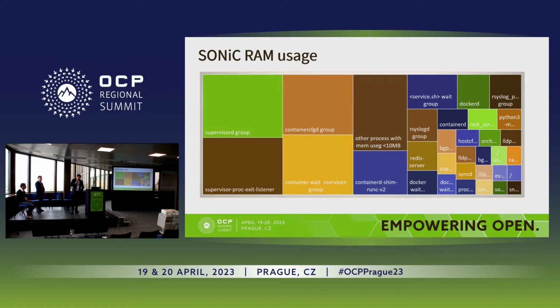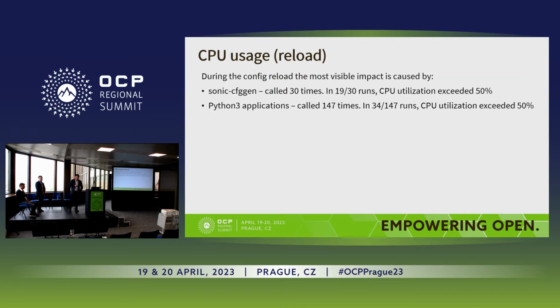And we tried to make a snapshot of what applications are doing what and how much memory they are using. We were surprised to see that a significant amount of RAM is used by different Python applications that are not related to the control plane itself. For example, here you can see supervisord, container config d manager. All of them are related to the process of how we support microservices inside SONiC. So obviously that's something we should take care of.